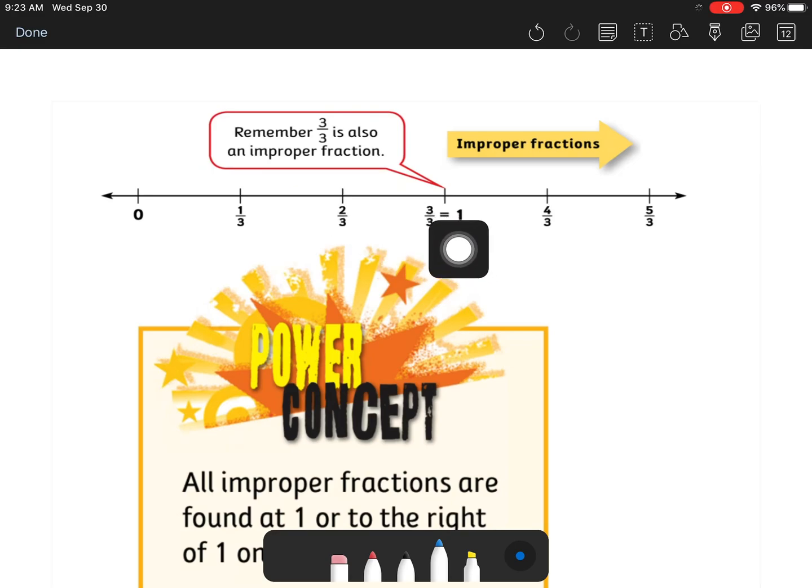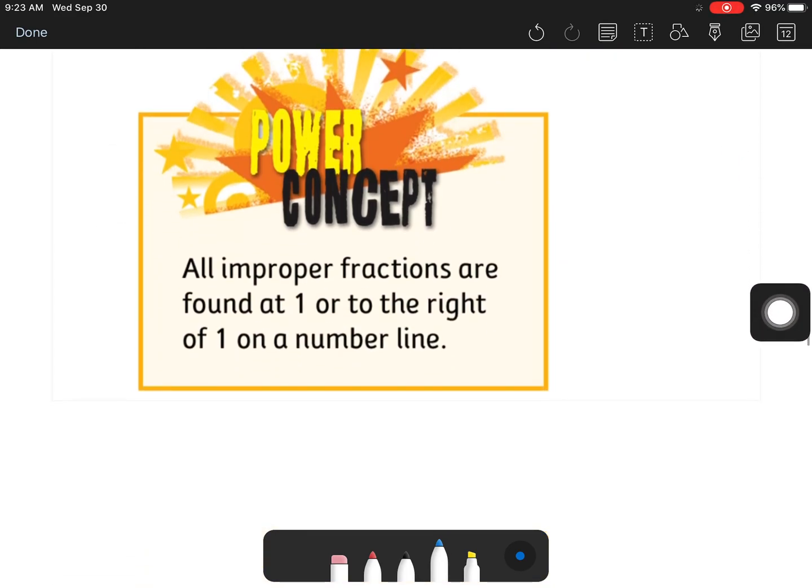So when you start at 1 and go this way, these are where your improper fractions are. Your proper fractions fall between 0 and 1. These are proper fractions here. So it's clear to see improper fractions are always bigger than these proper fractions, okay? So that's our power concept right here. All improper fractions are found at 1 or to the right of 1 on the number line.